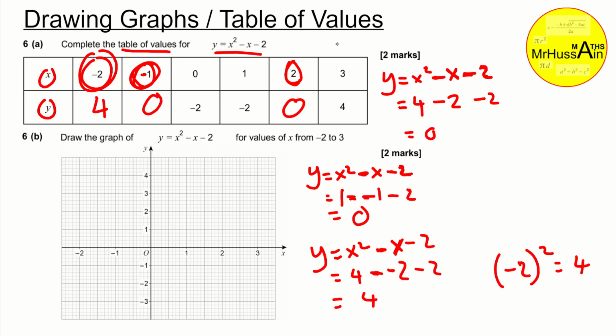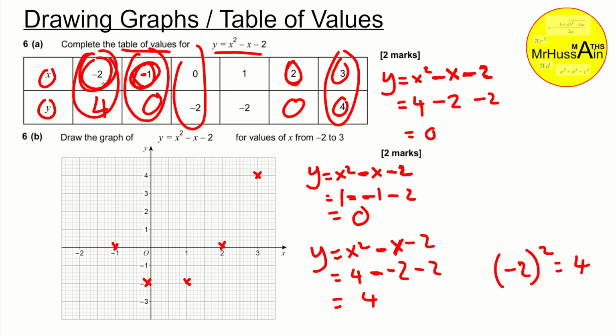Then you need to plot. Top is x coordinate, bottom is y coordinate. So 3, 4, 2, 0, 1, minus 2. We're now on 0, minus 2. We're now on minus 1, 0. And we're on minus 2, 4. Nice and smoothly. Oops. Do that again. That's why you need an eraser and a pencil.